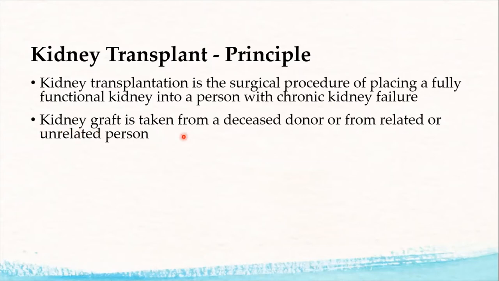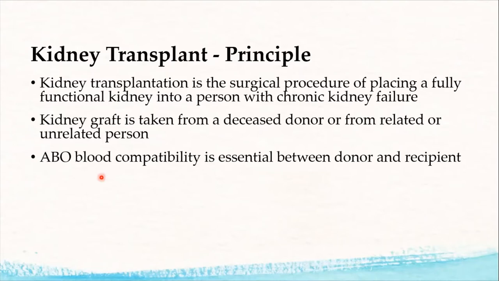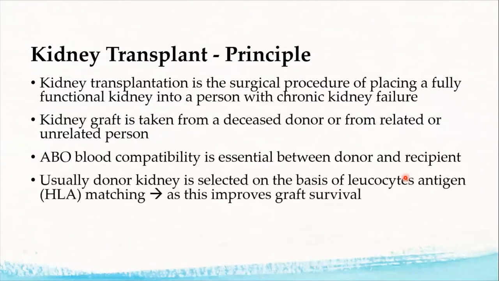The kidney graft is taken from a deceased donor, or from a living donor, that can be your relative, or some unrelated person can also donate the kidney if conditions are met: ABO blood compatibility should be matched, and secondly, histocompatibility tests are matched. ABO blood system compatibility is essential between the donor and recipient. First of all, blood is matched, and after that the donor kidney is selected on the basis of leukocyte antigen matching, known as HLA.